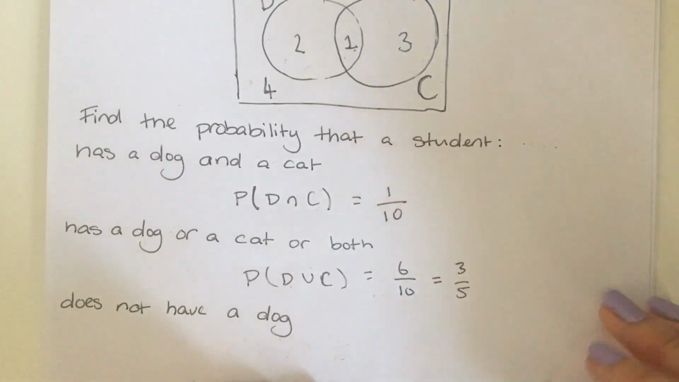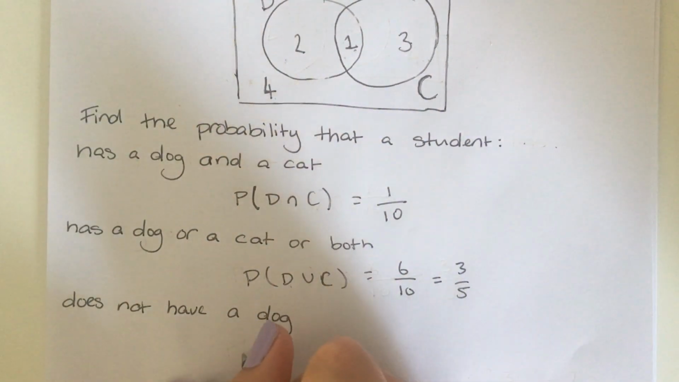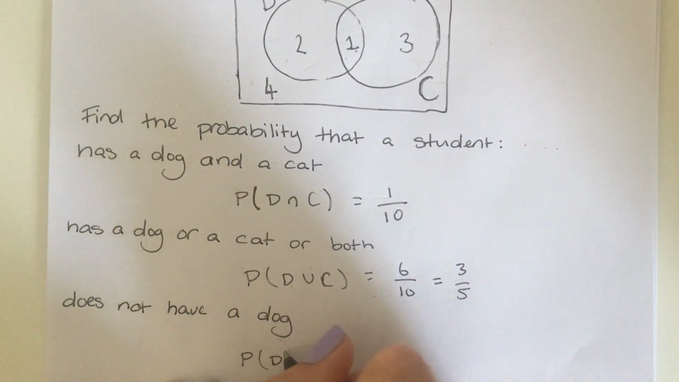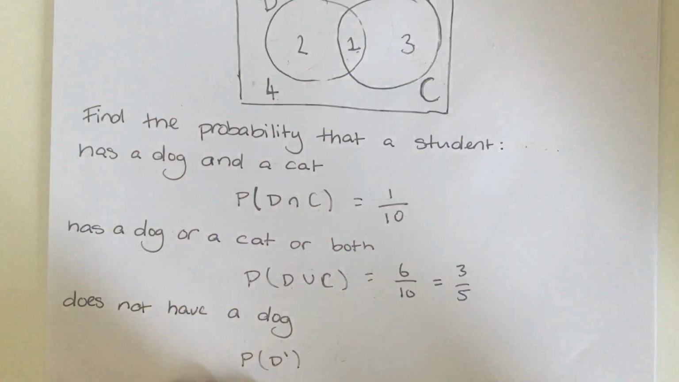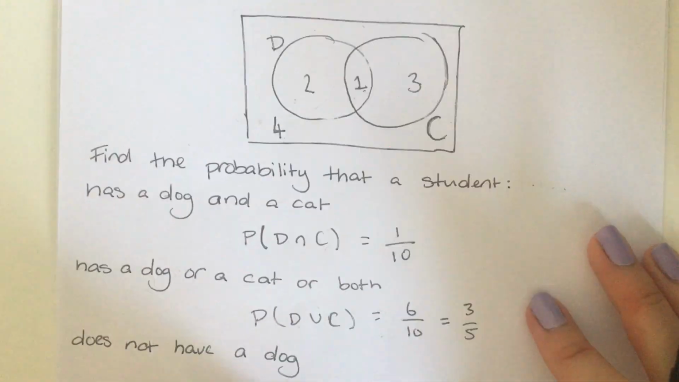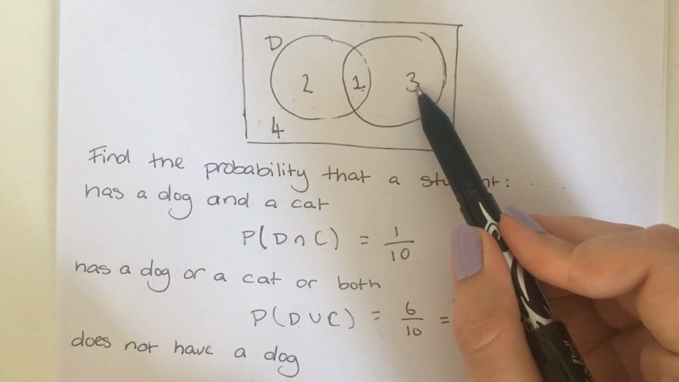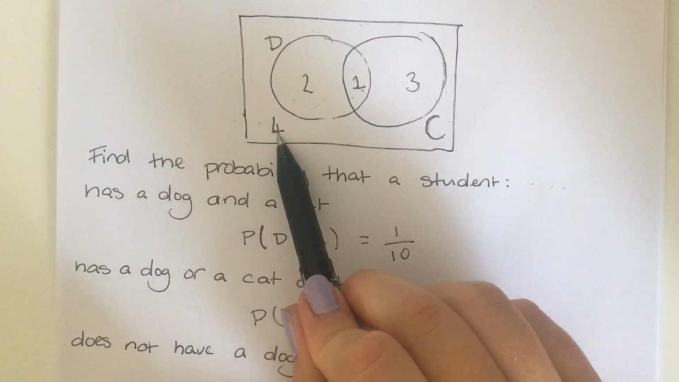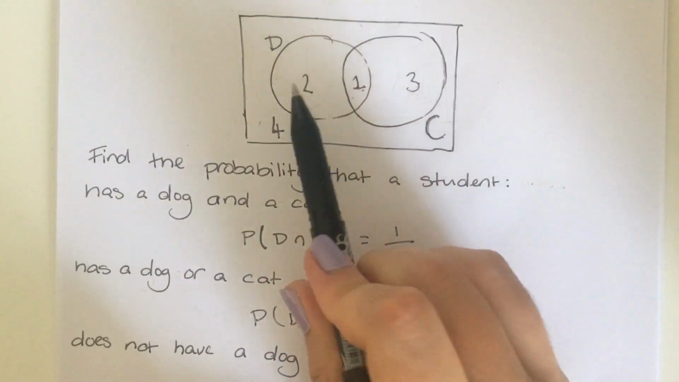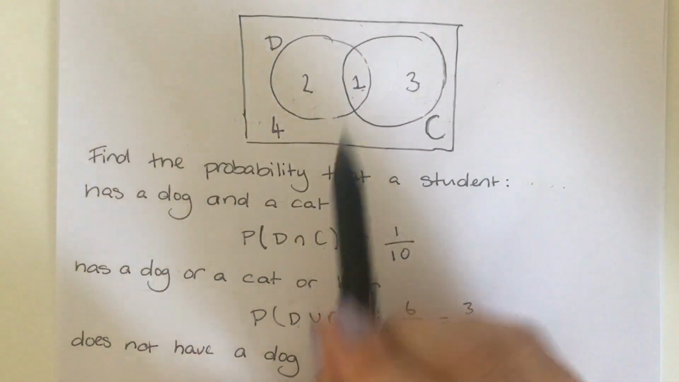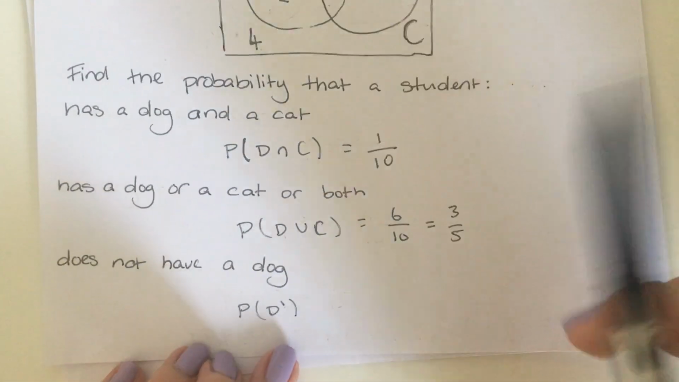Find the probability that the student does not have a dog. So this is the complement of D. So anything that doesn't lie within D. So these students here don't have a dog. These students here also don't have a dog. But these students do have a dog, so I won't count those. So 3 plus 4 is 7.